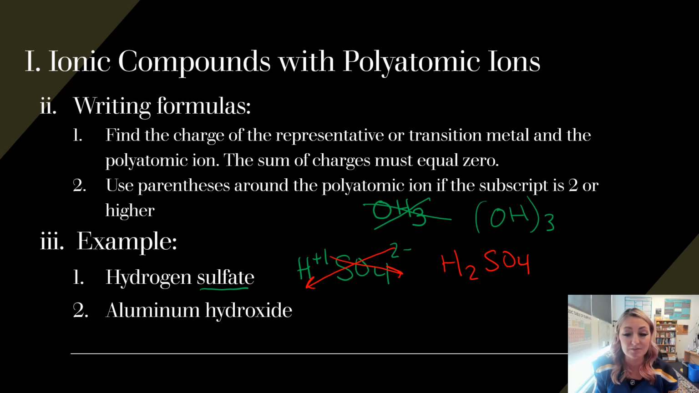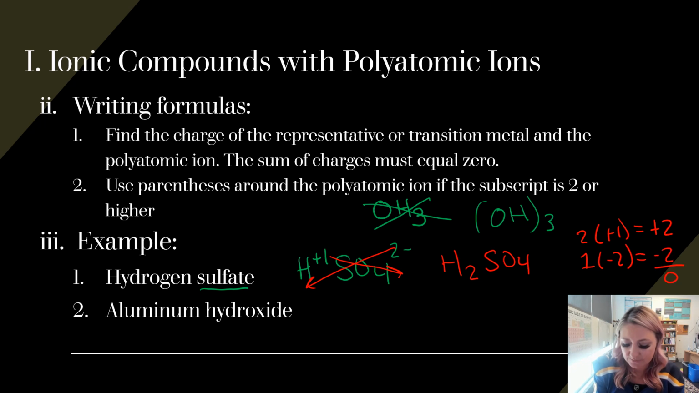If I accidentally write the parentheses, that's okay. That's not going to hurt me. But let's double check our charges. We have 2 +1 charges for an overall +2 charge on the cation. And I have 1 -2 charge for sulfate on my anion. Those add up to 0. Excellent. I've done it well. Right, correctly. Bad grammar. Moving on.